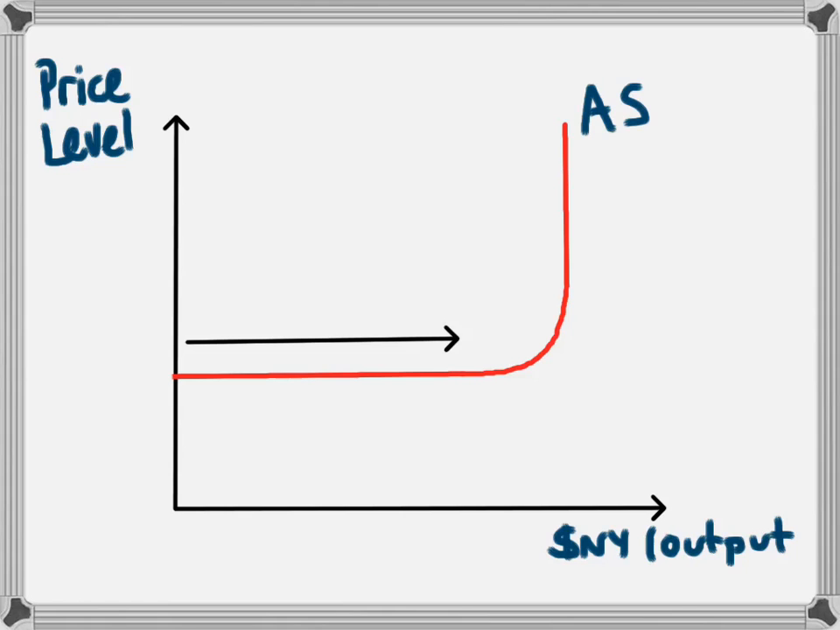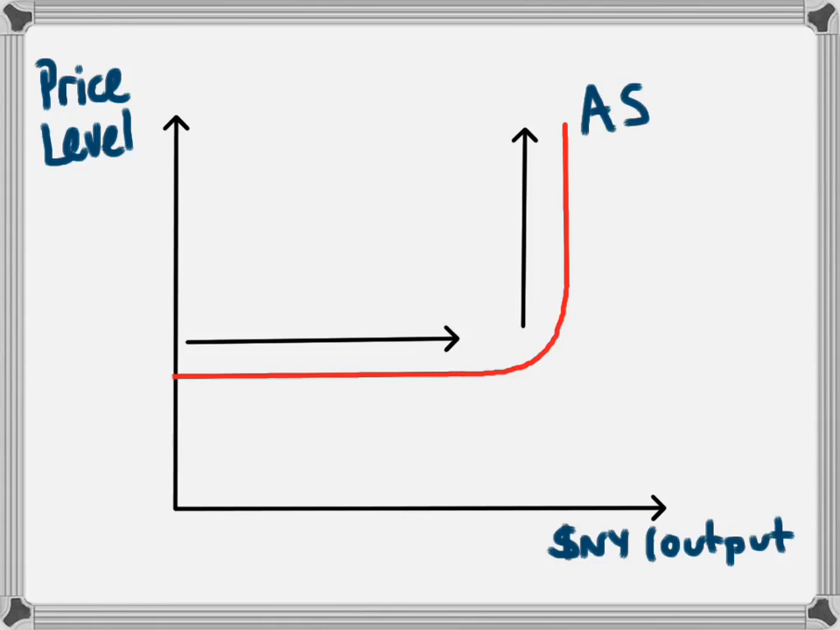The classical view that output wouldn't increase with government intervention, that prices would just go up, is true as we approach the full employment level of national income across this part. And most economies are going to be operating in the intermediate stage, in the curved part of the line.